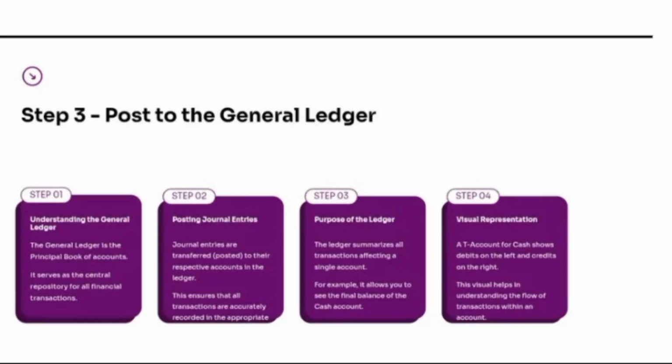Step 3, post to the general ledger. Once we have recorded all the transactions in the journal, we now need to organize them, and that's where the ledger comes in. The ledger is like a big record book with separate accounts, for example cash, sales, rent, salary, etc. We take each journal entry and post it into the correct ledger account. This means all cash related transactions go to the cash account, all sales go to the sales account, and so on.